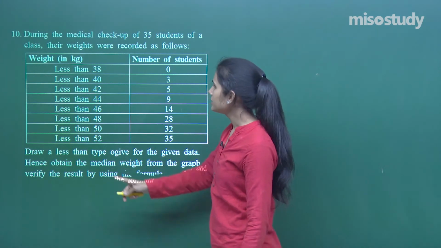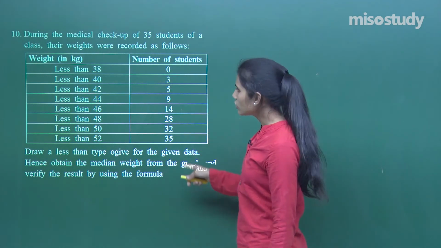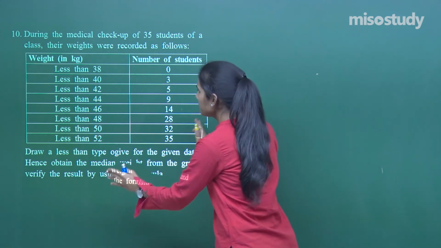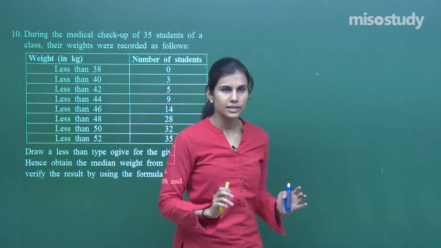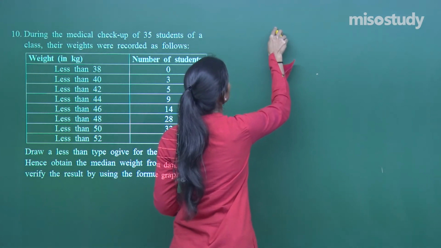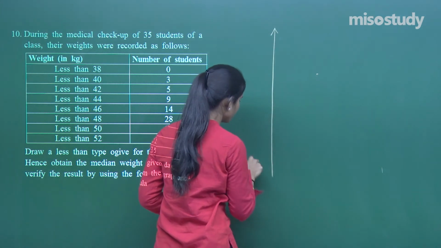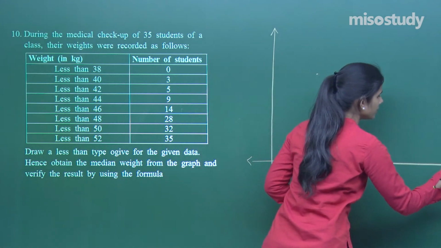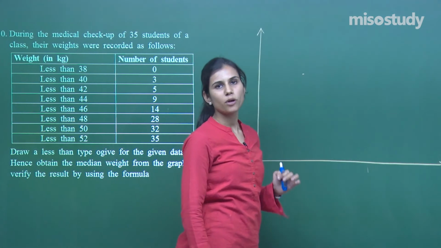Now less than 38, all these things are given to us. This is also given to us. So just directly by using this data, I will be drawing my less than ogive. Already the points are given to me. In this case, I have to just plot the points.